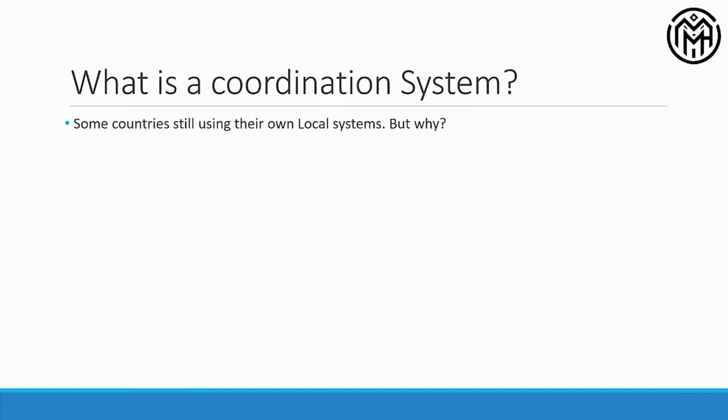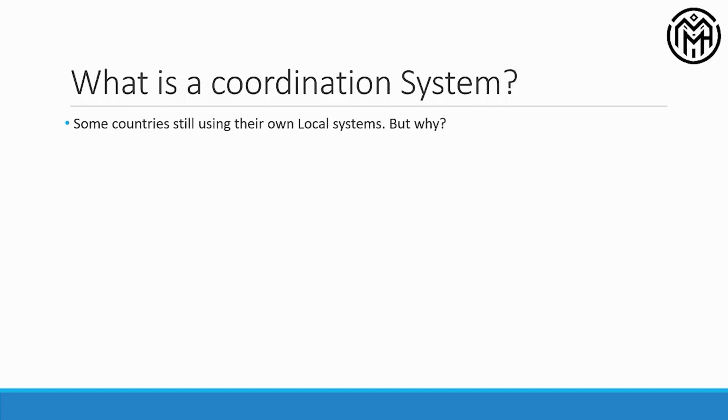So you might ask yourself, why are some countries still using their own local systems? Now we have a universal system. Why can't we all use the same system and agree on one thing for the whole world? Actually, it has already been done. So many countries are using a UTM system, but still some countries use their local system.